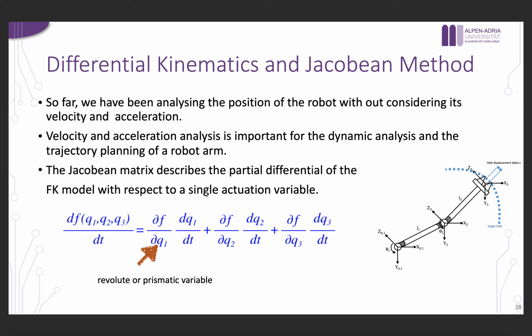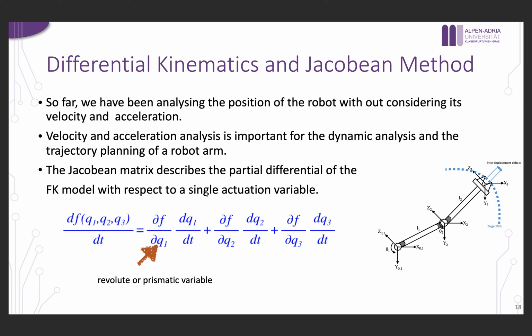Now, the next method is called the Jacobian method, and this is also very common beside the algebraic. So the most common are the algebraic and the Jacobian. So far we have been analyzing the position of the robot without considering its velocity and acceleration, mainly the inverse without considering velocity and acceleration. But actually velocity and acceleration are important to the dynamic analysis of the trajectory of a robot arm, and they can make the inverse kinematics quite an easier task.